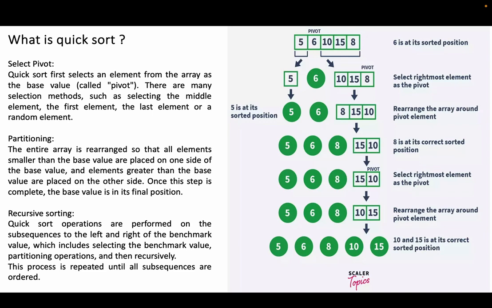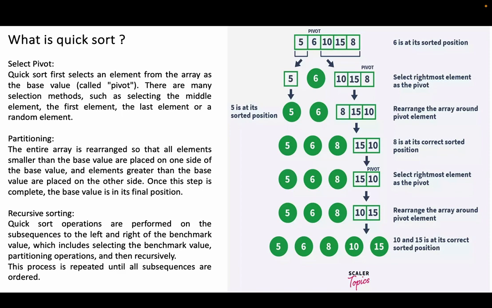QuickSort first selects an element from the array as the base value, called the pivot. There are many selection methods, such as selecting the middle element, the first element, the last element, or a random element. In my case, I select the middle one. So you can see on the right side, the array, and they pick 6 as the pivot.